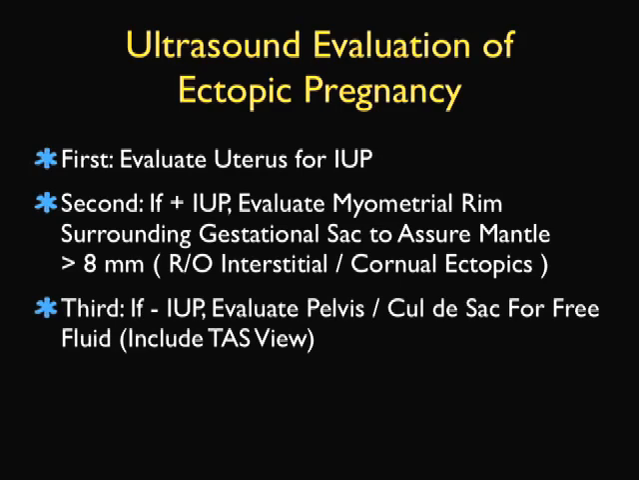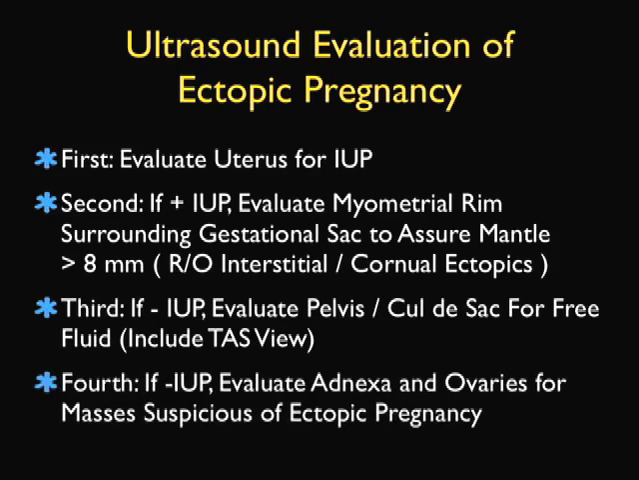as the endomyometrial mantle. And this is the distance between the outer part of the gestational sac and the rim of the uterus. We want to assure that the mantle is greater than 8 millimeters to effectively rule out an interstitial or cornual ectopic pregnancy. Third, if no intrauterine pregnancy is seen, we'll evaluate the pelvis and cul-de-sac area for free fluid that may be suggestive of a ruptured ectopic pregnancy.